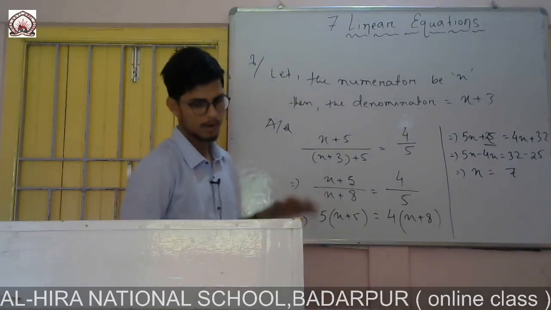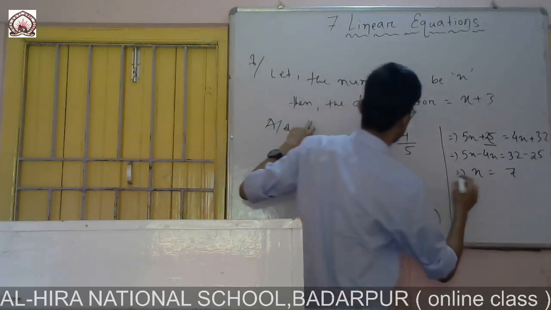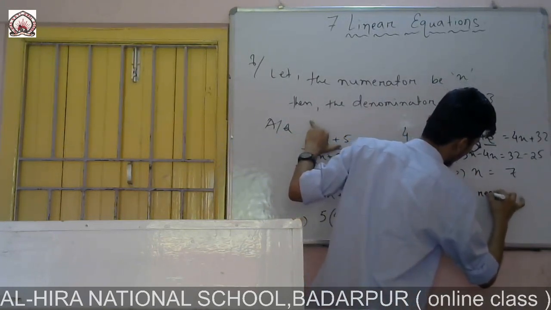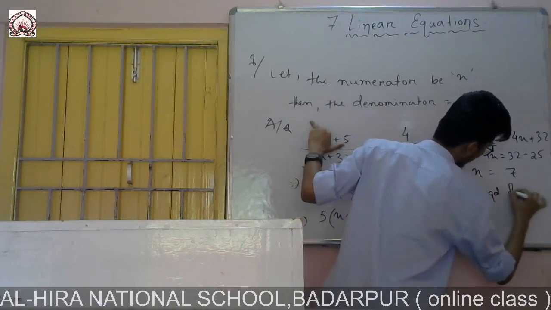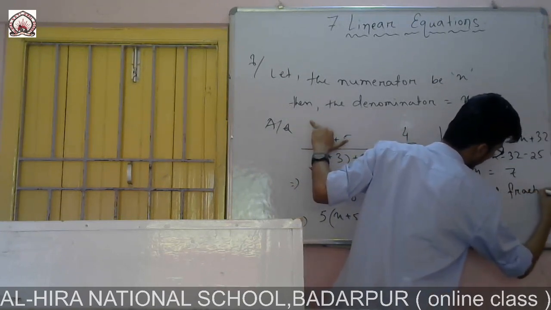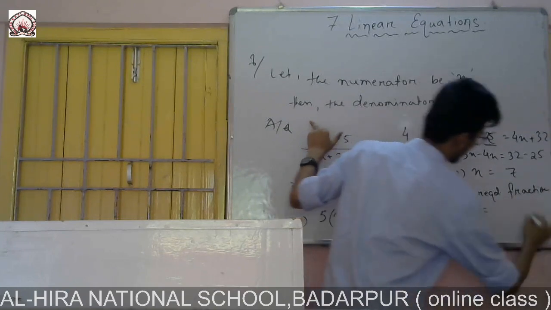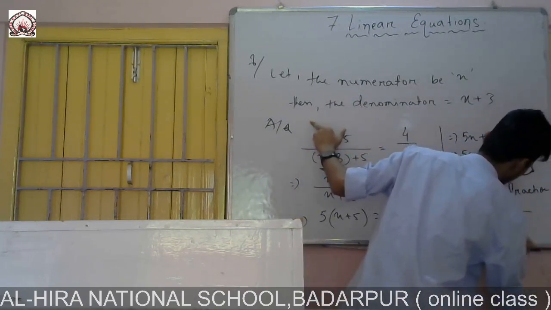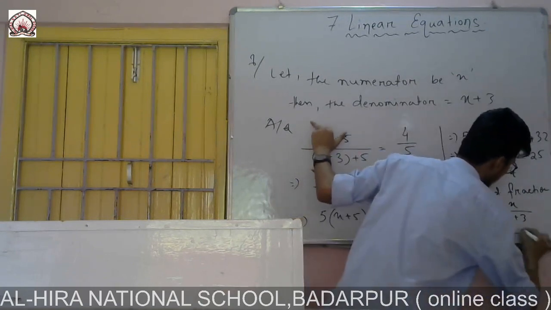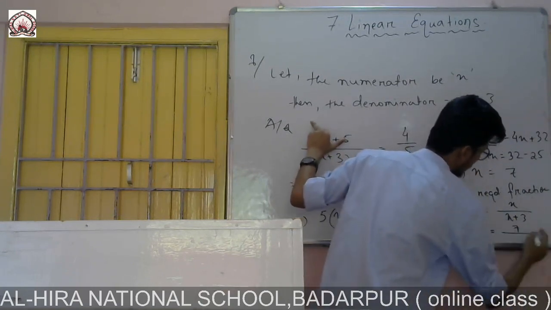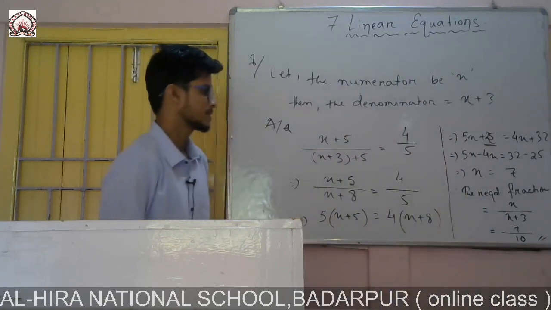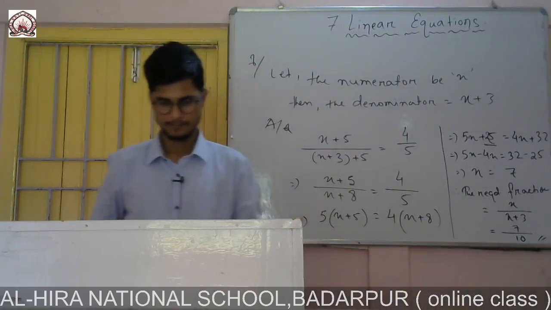So now we can write the fraction. Therefore the required fraction equals, in the numerator it was x and in the denominator x plus 3. The value of x we know is 7, and 7 plus 3 is 10. So the fraction is 7 by 10.